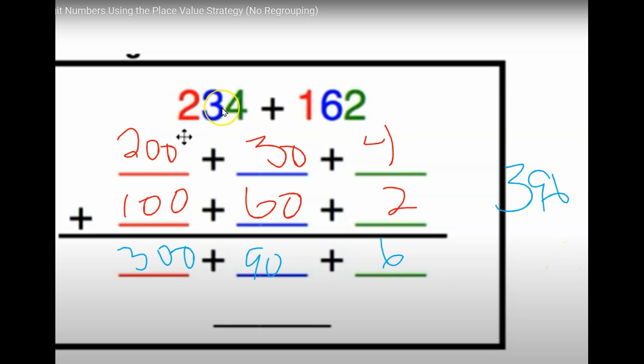So you take 234 and write it in expanded form like this: 200 plus 30 plus 4. Then take 162 and write that in expanded form: 100 plus 60 plus 2. And then you add all the columns, all the ones place, all the tens, and all the hundreds, and I get 396. I just put all those numbers together. Okay.